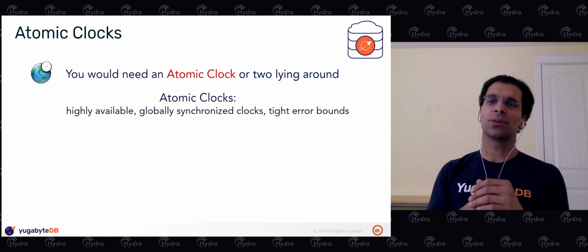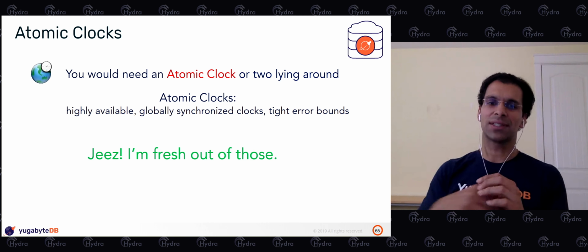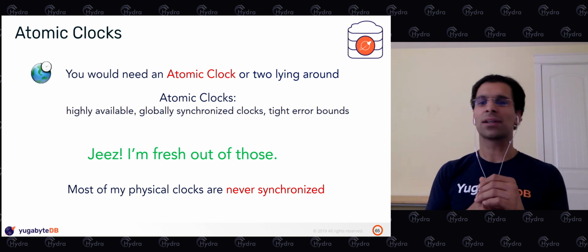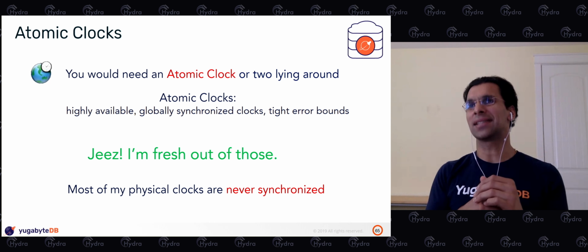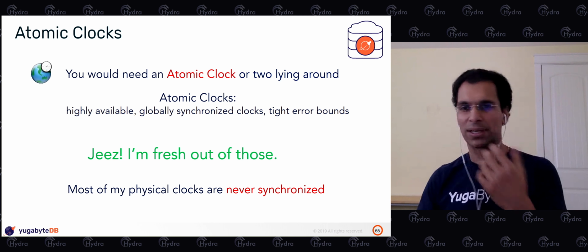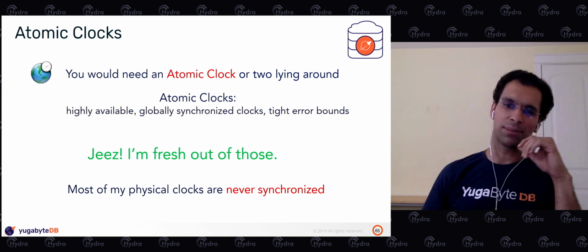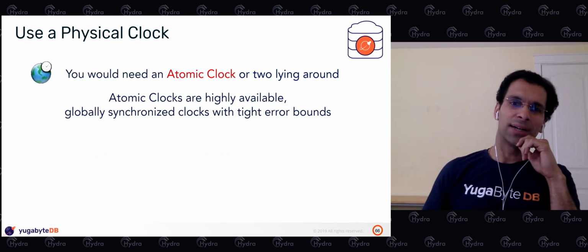The problem, though, in real life is that people don't really have atomic clocks, right? And the physical clocks are rarely that tightly synchronized. So you can use NTP, but NTP error bounds are much higher, like 150 to 200 milliseconds in practice. So what do you do?